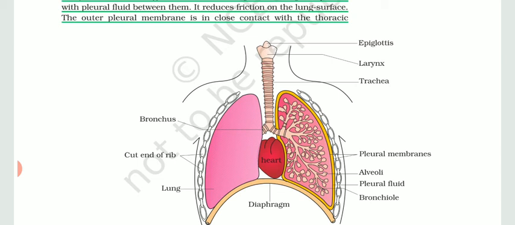The ring-like structures found on both sides of the lungs are the cut ends of ribs. The lower portion is called the diaphragm, which plays an important role in inhalation and exhalation. The trachea is showing cartilaginous rings. These labelings are very important, as we have already talked about the epiglottis, which is a flap-like structure that opens and closes, present above the larynx, which is the voice box.